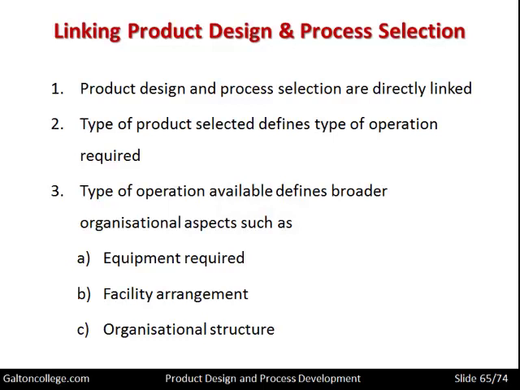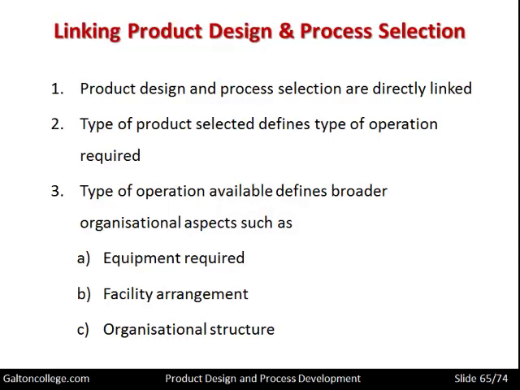So really, the organization must look to the product design, because that's an indicator of the type of processes that they will need to undertake. And of course, the type of processes will determine the type of equipment that the organization needs. It also determines the type of facility it requires, and the whole production system will partially determine, if not entirely determine, the organizational structure of the business.